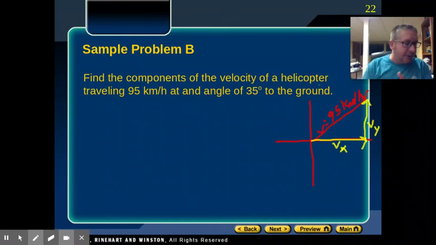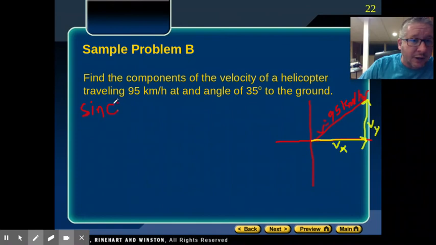All right. So, again, we're going to take the sine and cosine function. So, we're going to have the sine of theta, and that's going to be equal to opposite over hypotenuse. So that's going to be Vy over V. Again, V is the hypotenuse here. And then our cosine is going to be Vx over V, which is our hypotenuse.